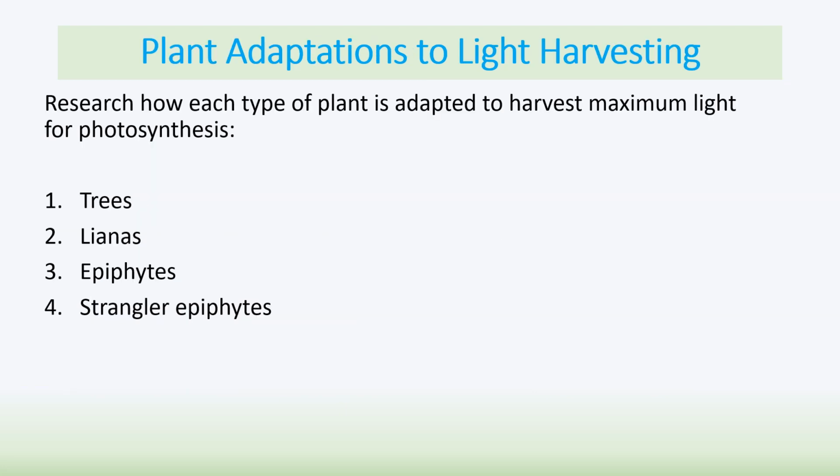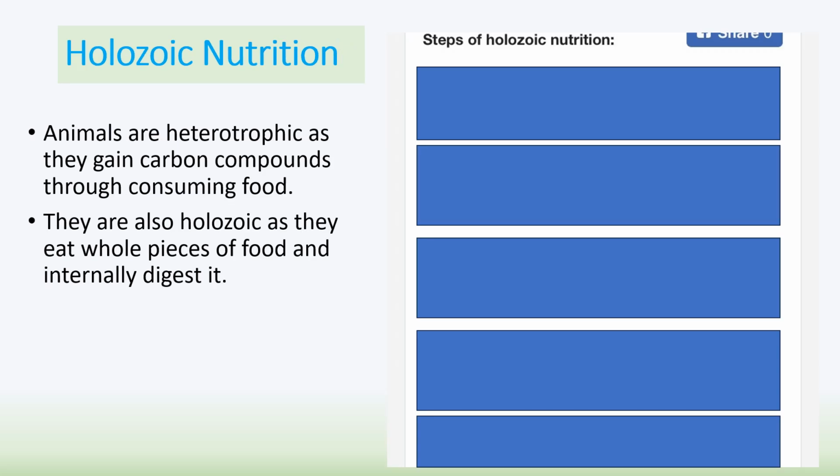So I've asked you to study these plants and identify how they can absorb maximum light. So for example, the shape of their leaves and the amount of chloroplasts they have. So please look that up in your own time.